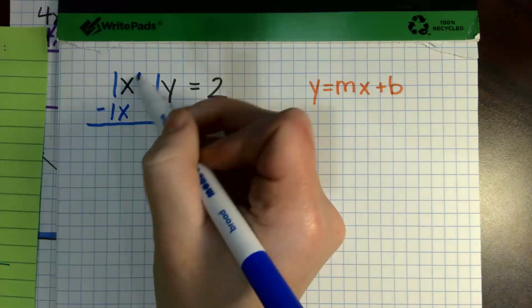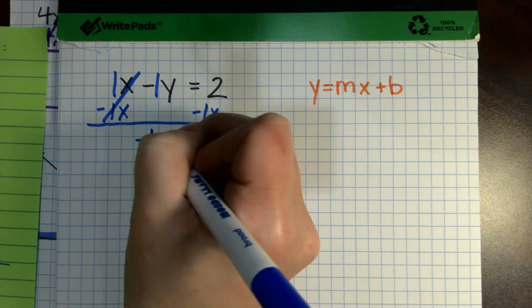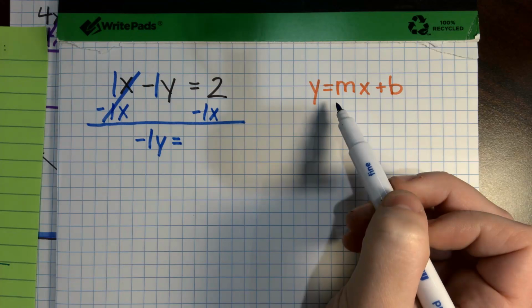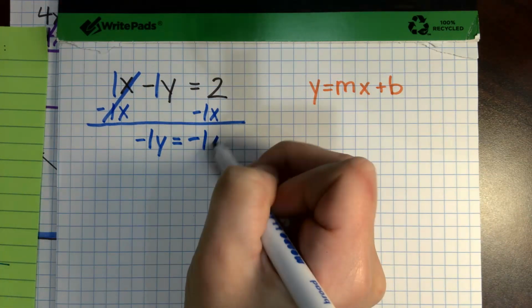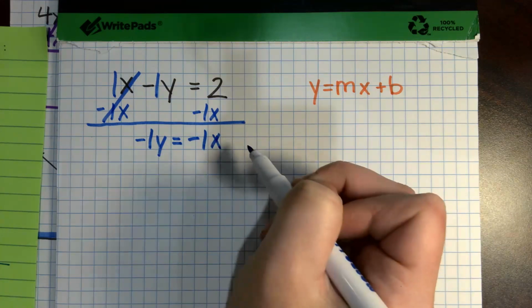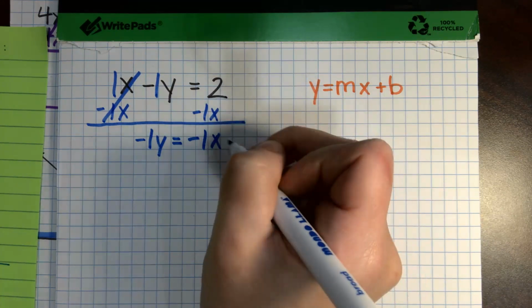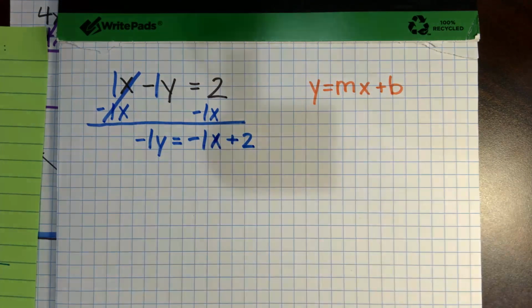So our x's are gone over here. We'll bring down that negative 1y equals, and remember in slope-intercept, we want our x to come first. So we would write negative 1x plus 2, because it's just a positive 2, guys. We would only put a minus if it was a negative 2. Now we have negative 1y equals negative 1x plus 2.